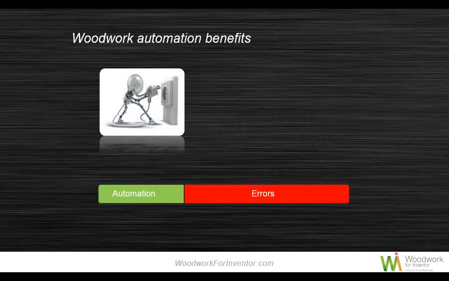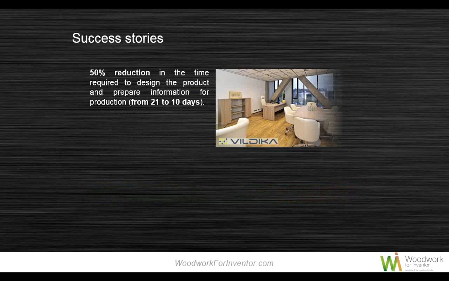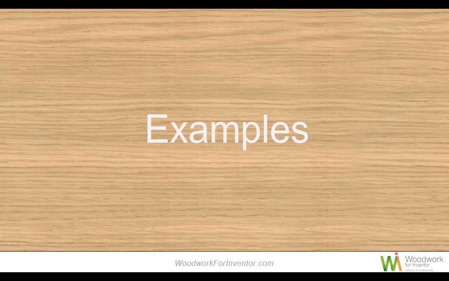So automation is the name of the game. Being able to automate your design will allow you to reduce your errors. So reducing that interaction of human error can save you up to 80% fewer errors in your designs that we've seen out there. A couple of success stories, and again, it's working in real life, in action today at many companies. So just a couple of takeaways there, and I've got some examples to share with you.